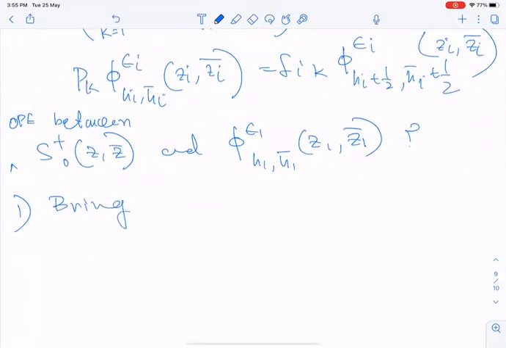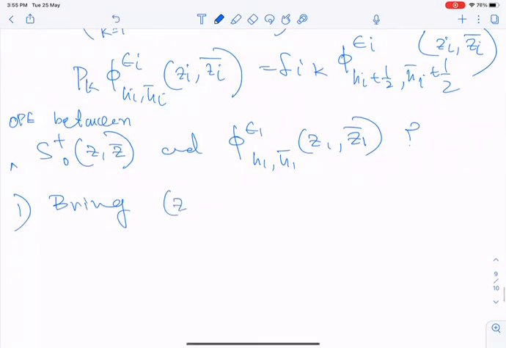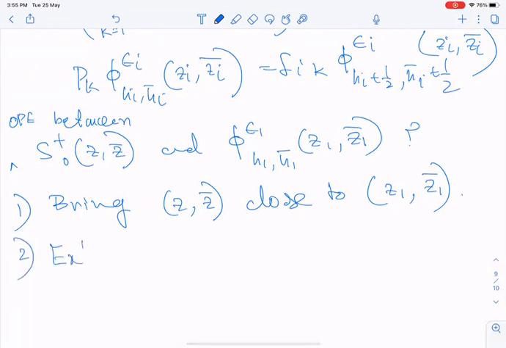So bring z bar close to z1 bar. Here we are not taking any kind of holomorphic limit because we are not interested in one particular term, but we want to keep all the terms. Okay, so we just have to bring z, z bar close to z1 bar. And then the second thing is to expand the RHS of the Ward identity.